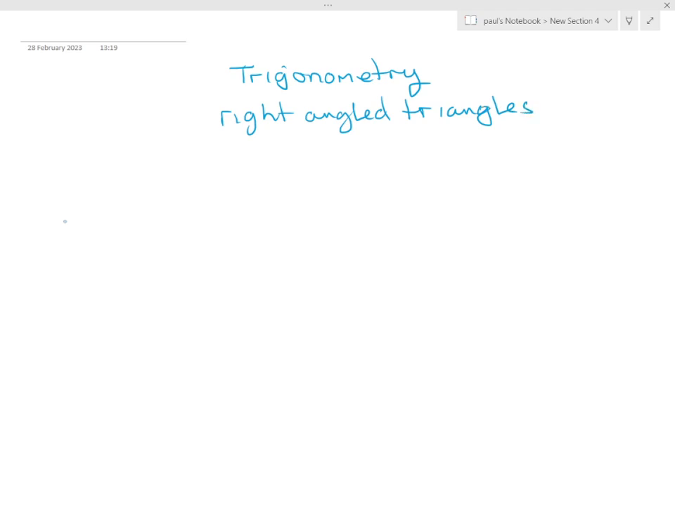Right, this one is lesson 18 for the higher paper, and it's to do with trigonometry. Okay, trigonometry. The first thing to say is that this lesson on trigonometry is only concerned with right angled triangles. Only concerned with right angled triangles.